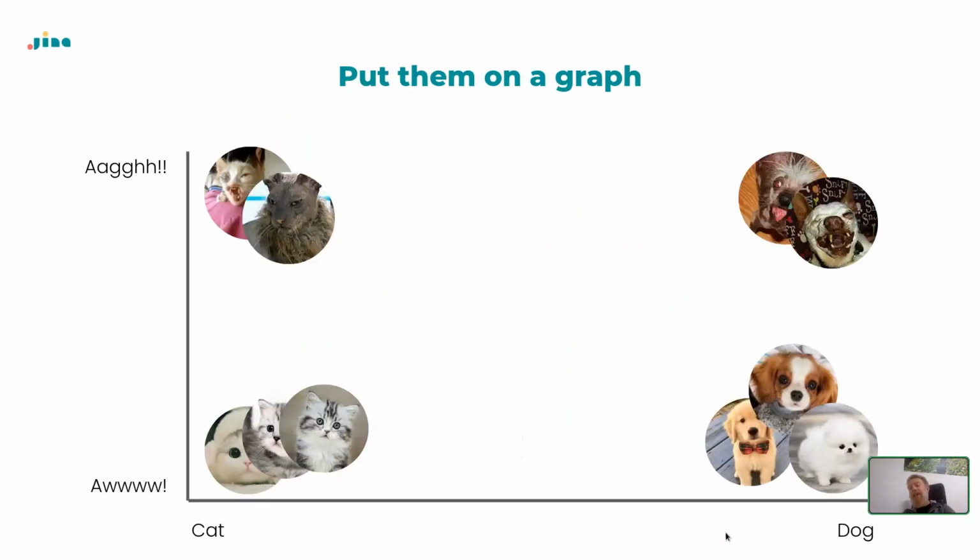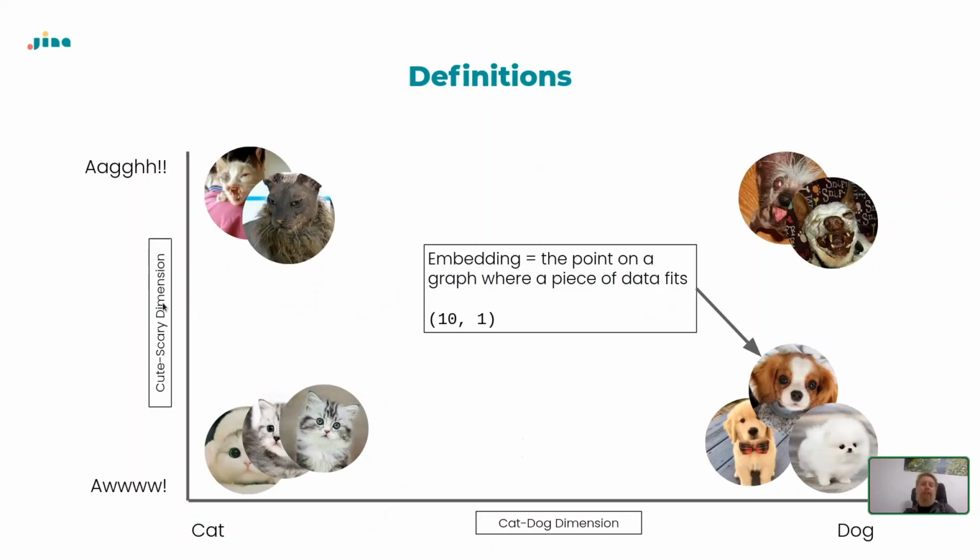we have a whole other axis to work with. We've got cat, dog, and so on. So we've made the graph a little more complex. We've added what we call a dimension. Here we have the cute, scary dimension, and here we have the cat, dog dimension.